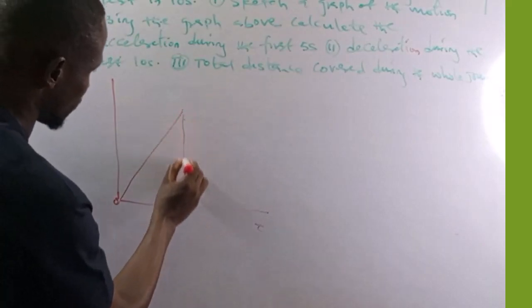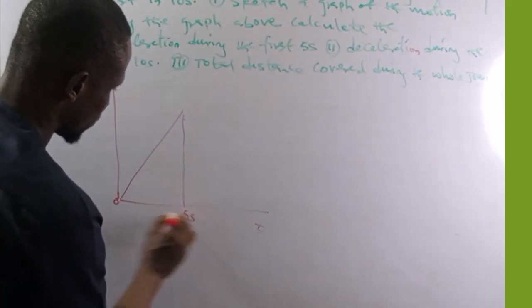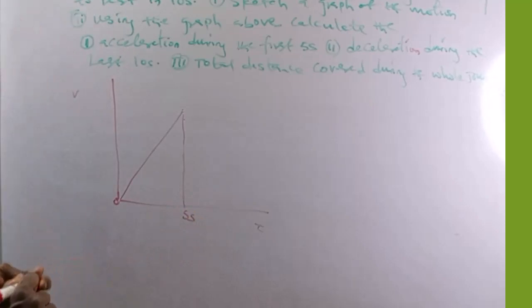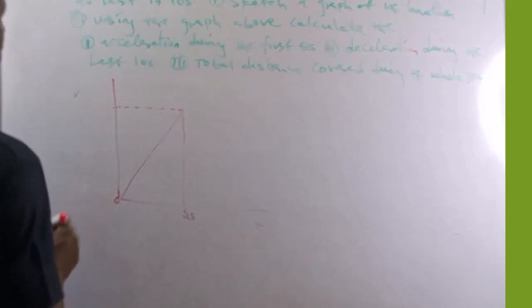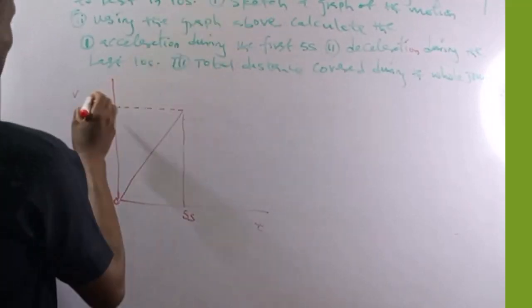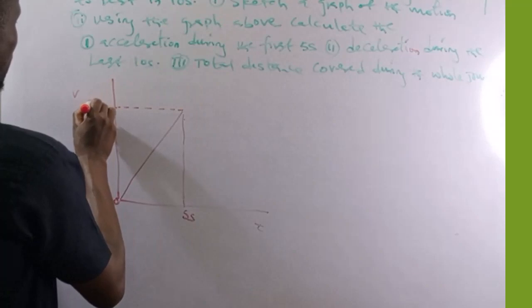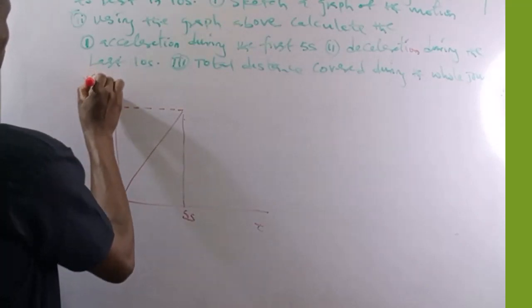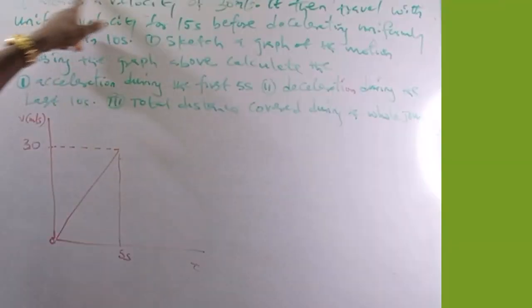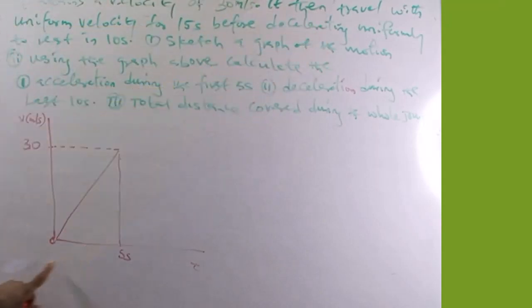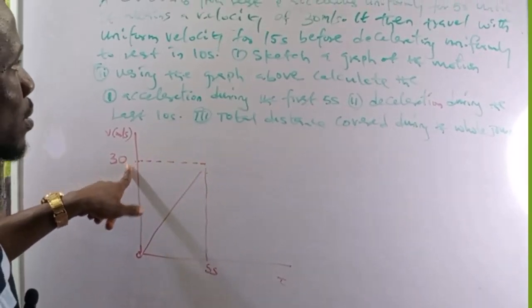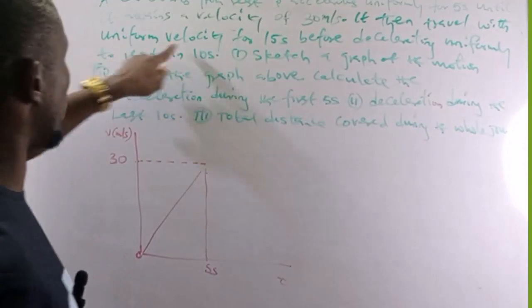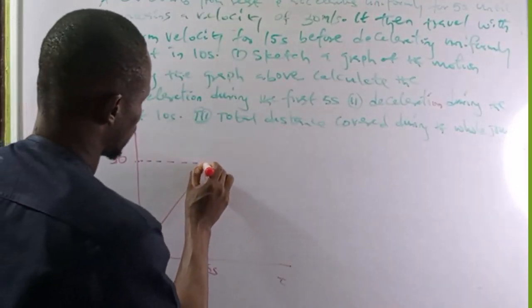Look at what we are doing. How many seconds? 5 seconds. At what velocity did it attain? It attained the velocity of 30 meters per second. Here is velocity in meters per second. A car starts from rest, accelerates uniformly for 5 seconds. Time is 5 seconds, and the velocity is what? 30 meters per second. It then travels with uniform velocity. It does not change the velocity. It travels with this velocity.